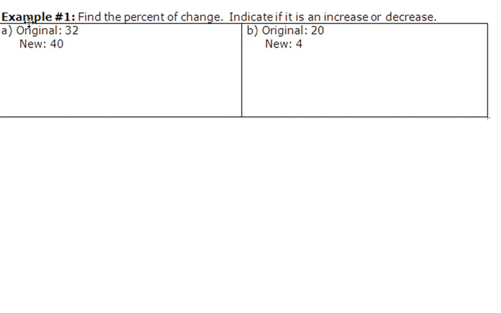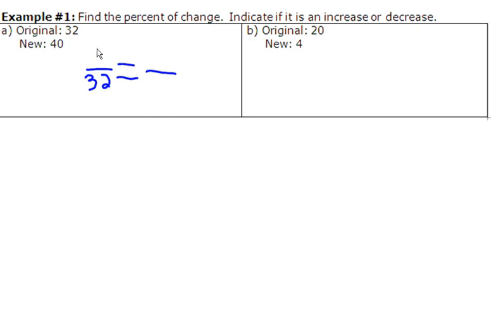Here it asks, find the percent of change, and indicate if it's an increase or decrease. So we're looking at the original and the new. We're going to set up our proportion. We have an equal sign and two ratios on either side. This is the change. Down here is the original. We know that our original amount is 32 because it tells us, so that goes in the denominator of our fraction. The new does not go in the numerator. It's the change. So we ask ourselves, how much has it changed from the original amount to the new amount?